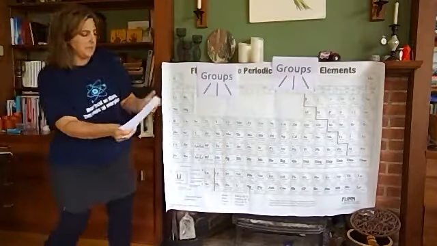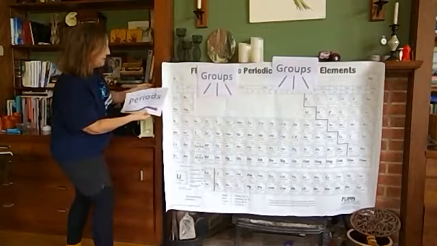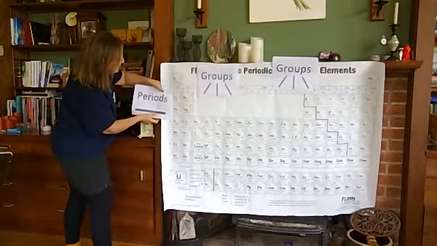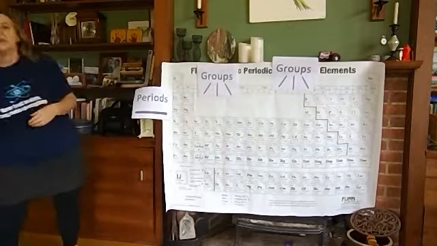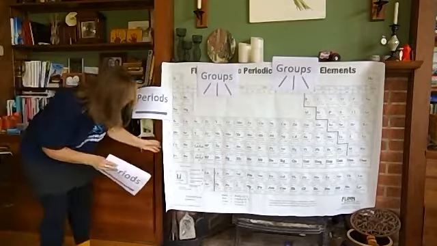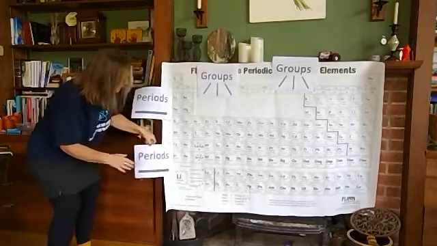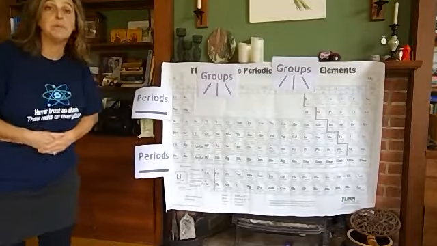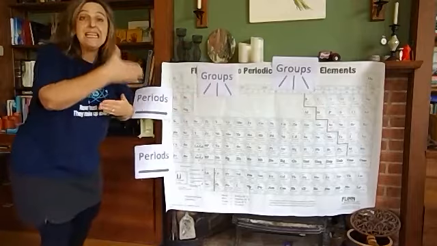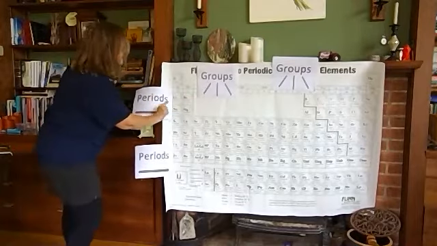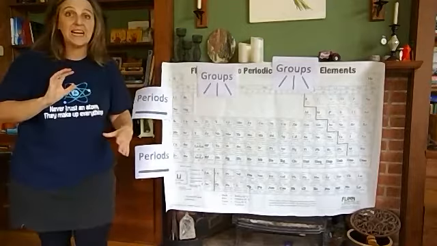The other thing is moving this way. These are called periods. Let's see if it'll stay on there. Can you see it? Oh, you can see it. All right, these are called periods going across. And we only have 7 periods on the periodic table. And as you go across the periods, you find that it's increasing by 1 proton. Each time you head to the right, 1 more proton has been added.